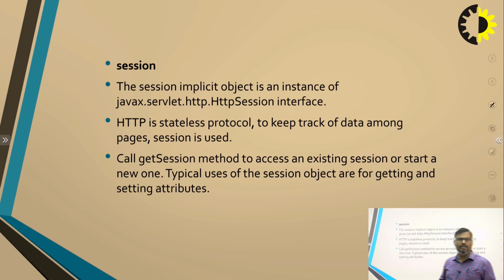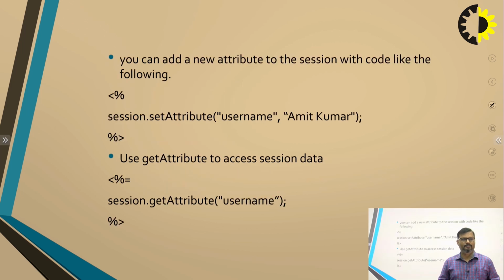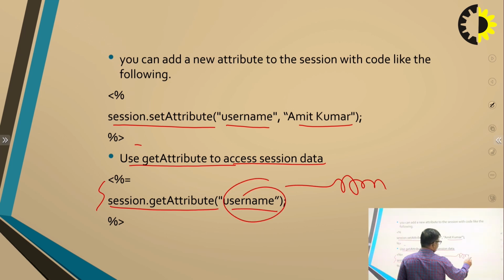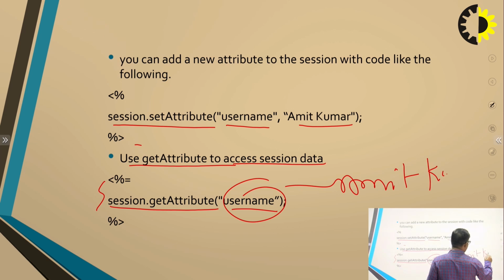Again, call the getSession method to access an existing session or start a new one, then we will use a session object for getting and setting of the attributes. So here we will use session.setAttribute username Amit Kumar, then use getAttribute to access the session data. Here we will use session.getAttribute. What is the username? This username is Amit Kumar.